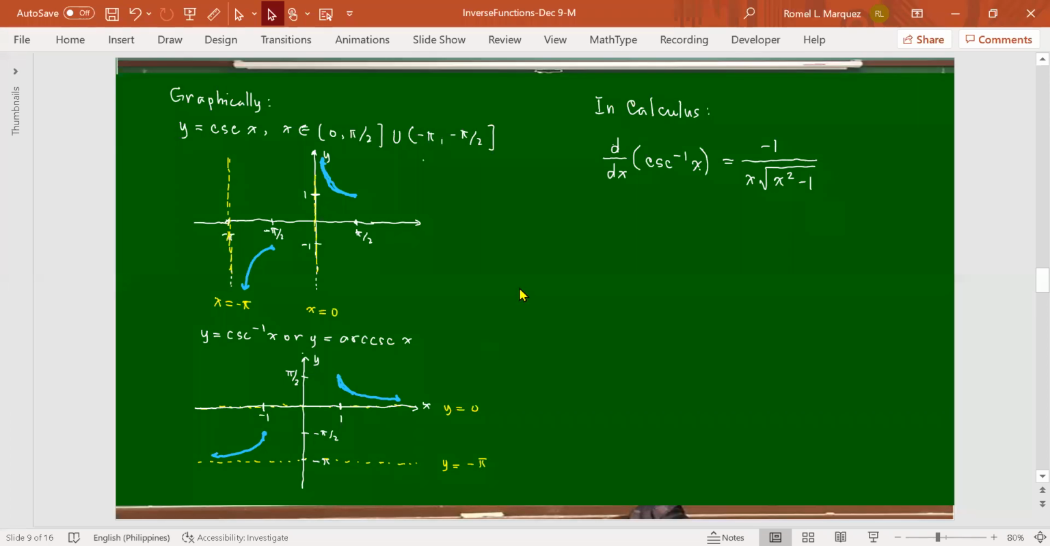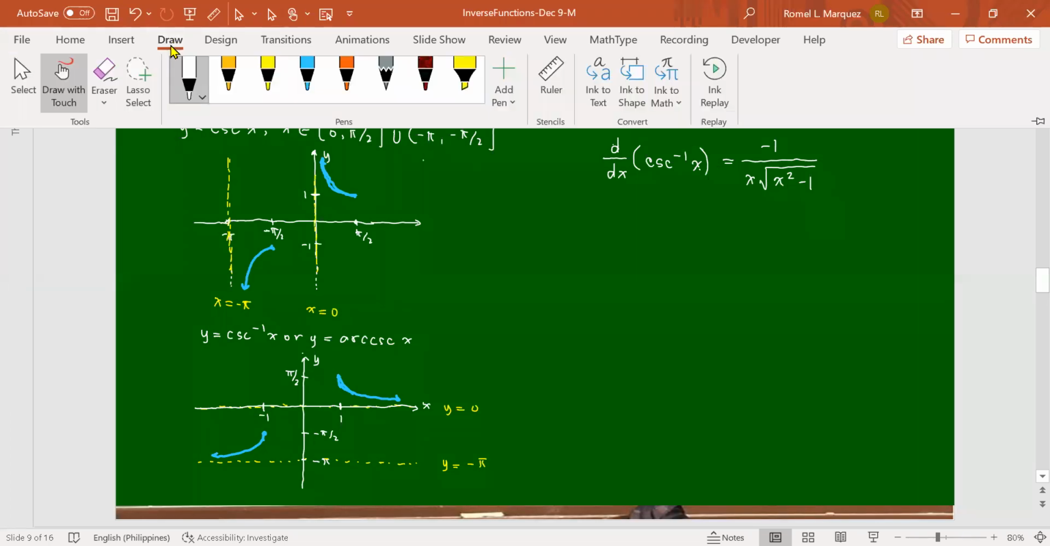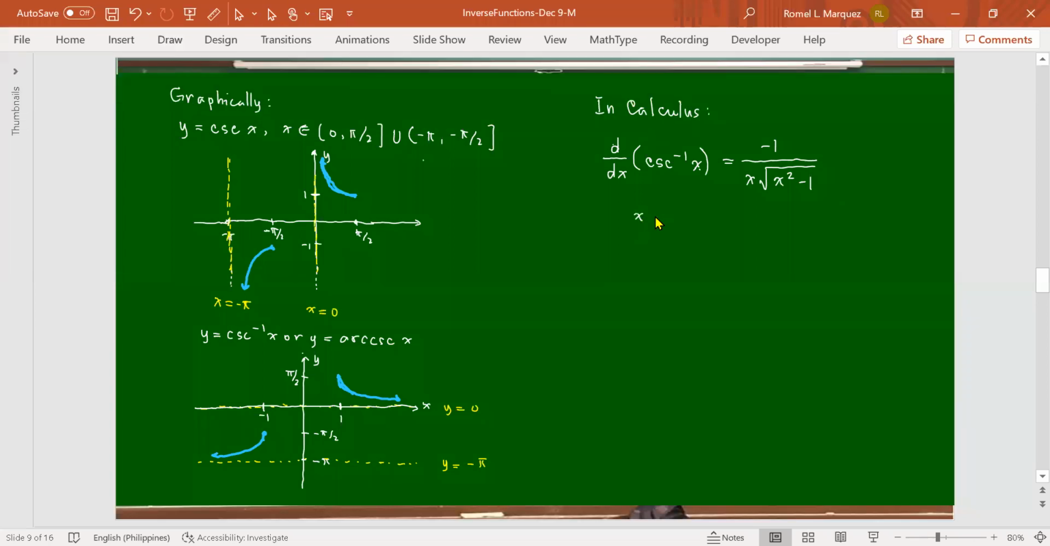Okay? So again, this is true when your x is between negative infinity and -1, but this time open because this is the derivative. The derivative does not exist when x is -1 or when x is 1. Then 1 to positive infinity. So this is the restriction for the derivative.